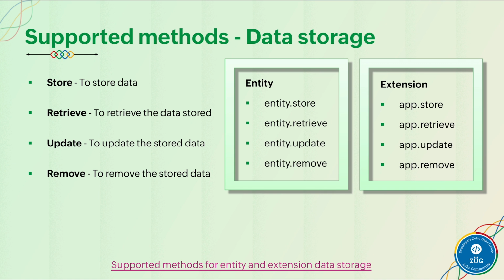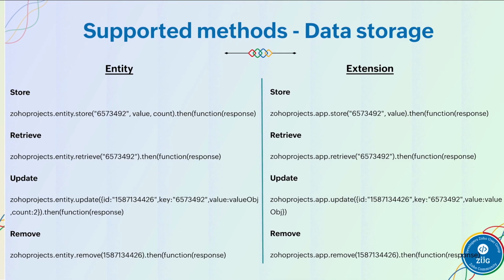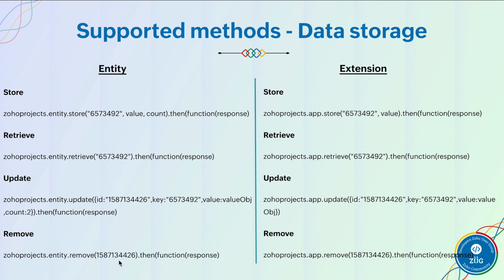So we are going to use this data storage concept while handling widgets as part of our Zoho Projects extension. I've included the format in which each of these methods will have to be invoked, whether it's entity or extension, in our next slide. Here on the left hand side, I have the entity methods which are available, and on the right hand side, we have the extension level methods. First, let's start with entity data storage methods. The first method stores the data related to an entity, right?